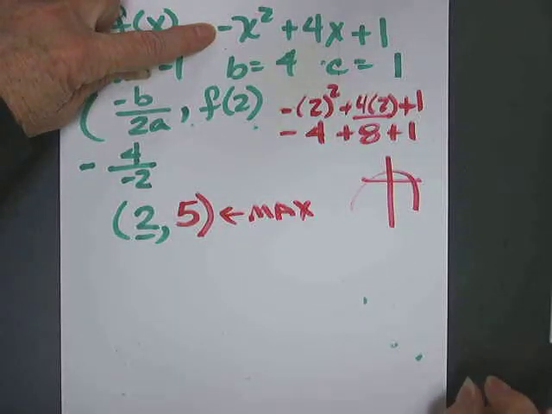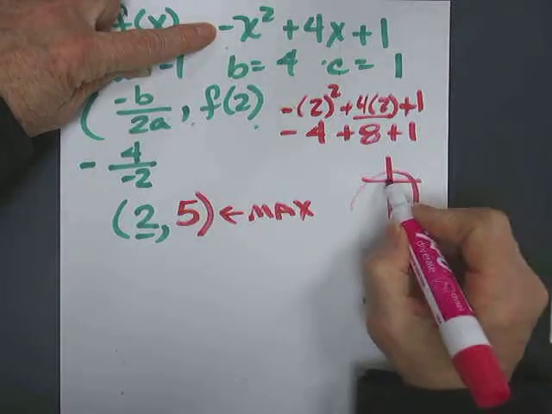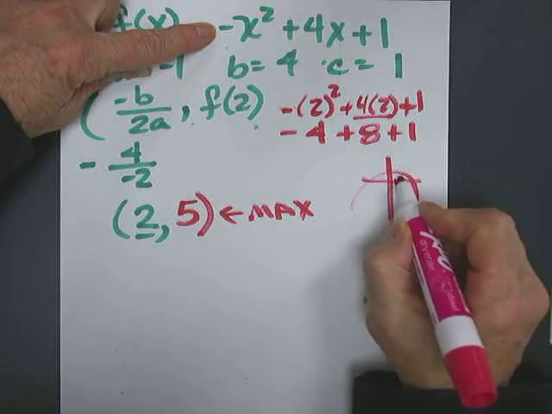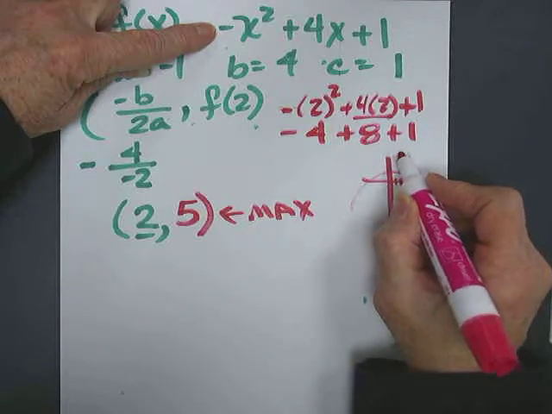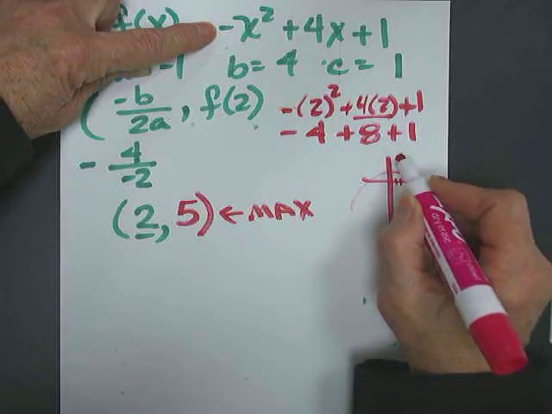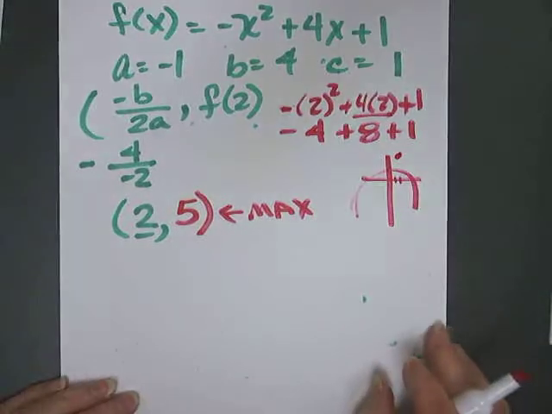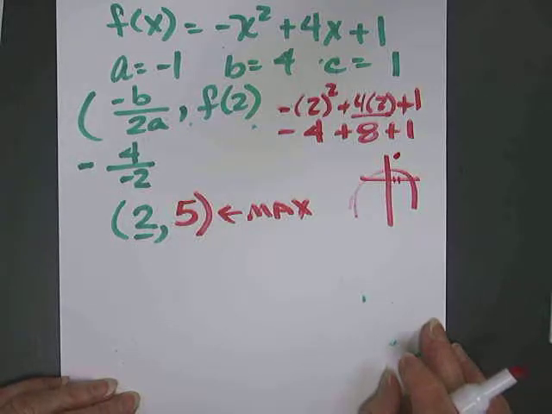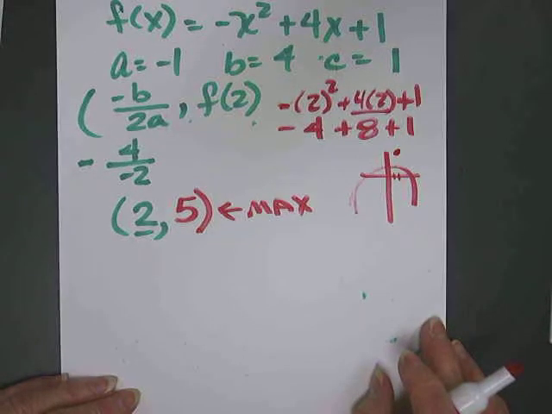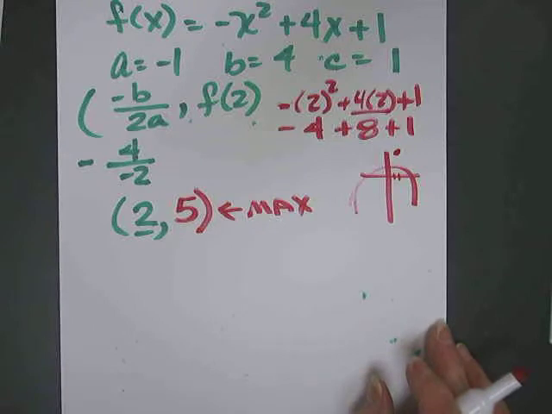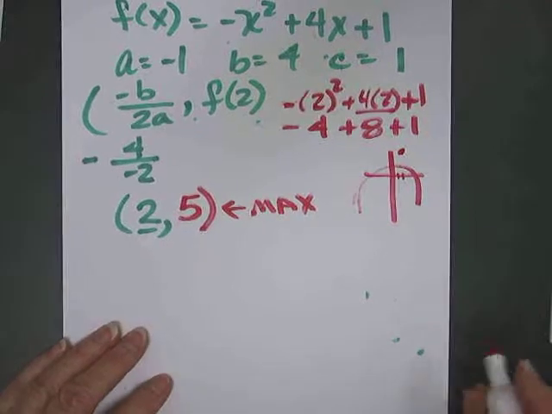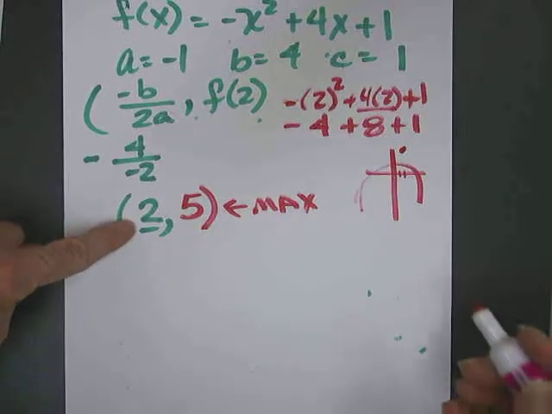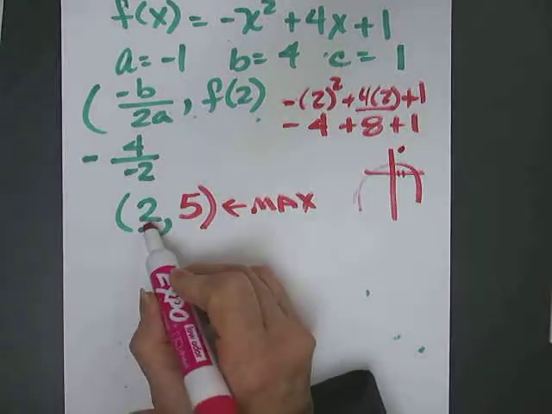Is this a maximum or a minimum? Because this is negative, we know it's going to go like this. So it's a maximum. That's gonna be our vertex. It'll be a max because it'll be at the tip of the top up here somewhere. So 2, 5. It's actually gonna be higher up here. Okay, so it's gonna go down.